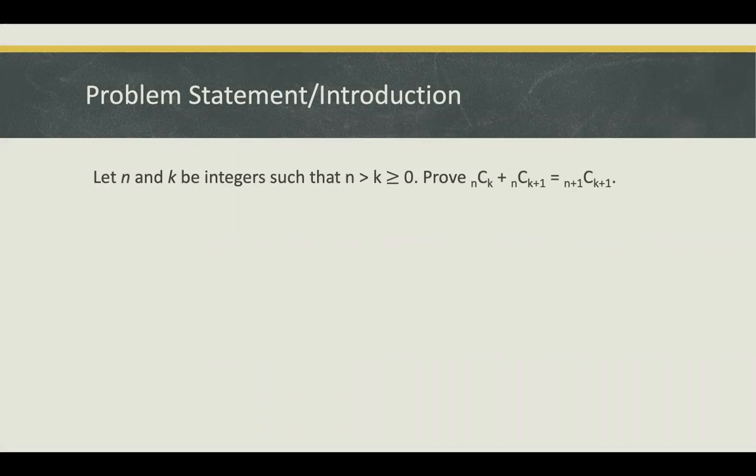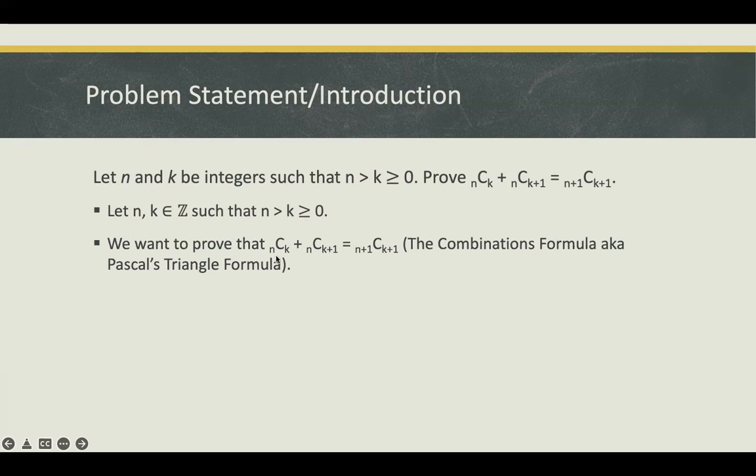So our problem statement says that we want to let n and k be integers such that n is greater than k and k is greater than or equal to 0. Now we want to prove that n combination k plus n combination k plus 1 is equal to n plus 1 combination k plus 1. And we want to start off our proof by designating that n and k are in the set of integers such that n is greater than k is greater than or equal to 0.